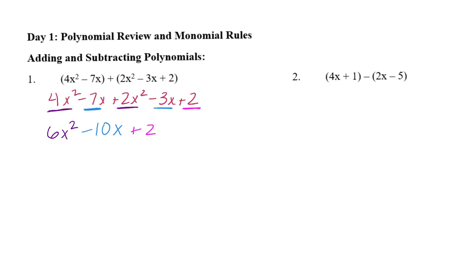Now in number 2, you'll see that we're distributing, or that we have a minus. So we do have to actually distribute this negative to each of these two things in the second set of parentheses. So we get 4x plus 1 minus 2x plus 5. We need to combine our like terms again. 4x and negative 2x gives us 2x. And 1 and 5 gives us 6. So then we have distributed the negative and combined our like terms to get our final answer of 2x plus 6.